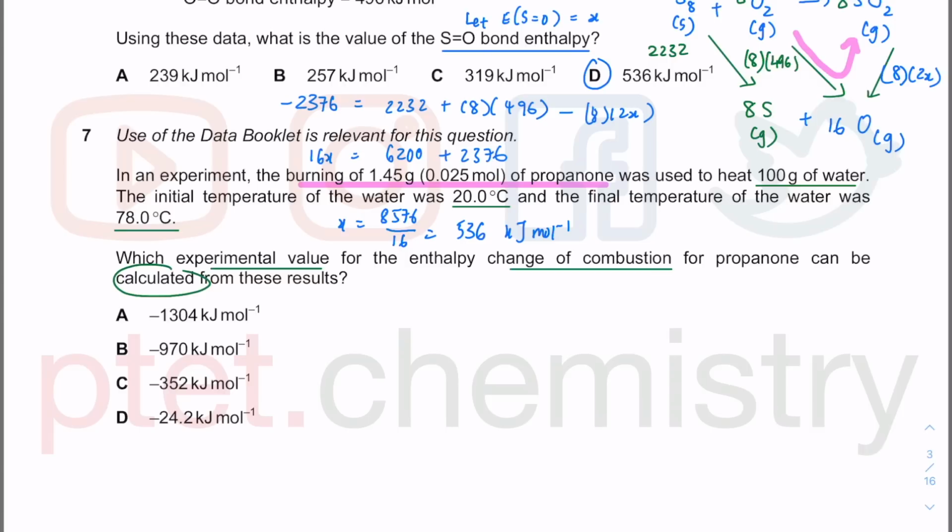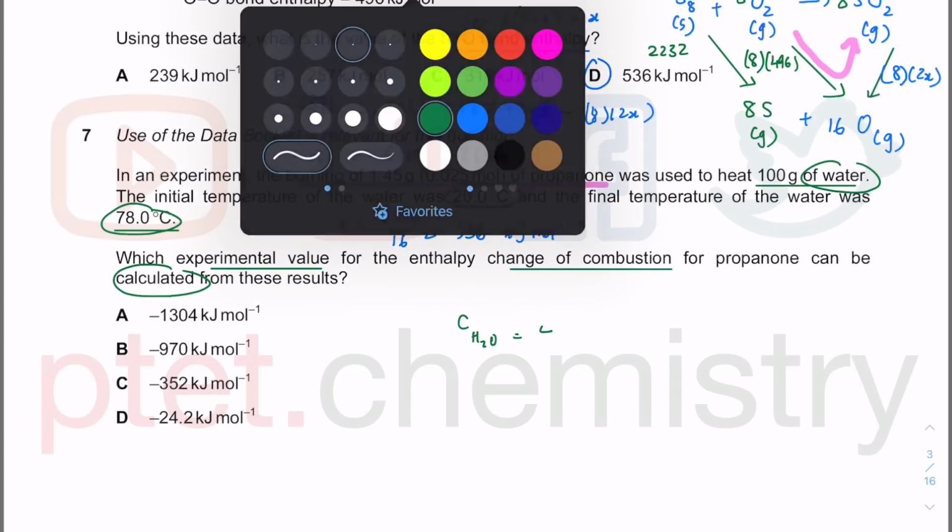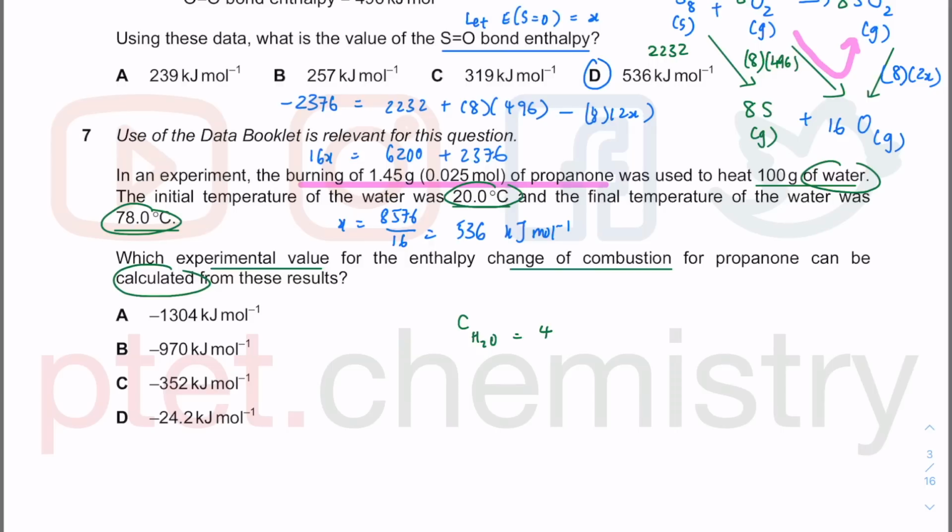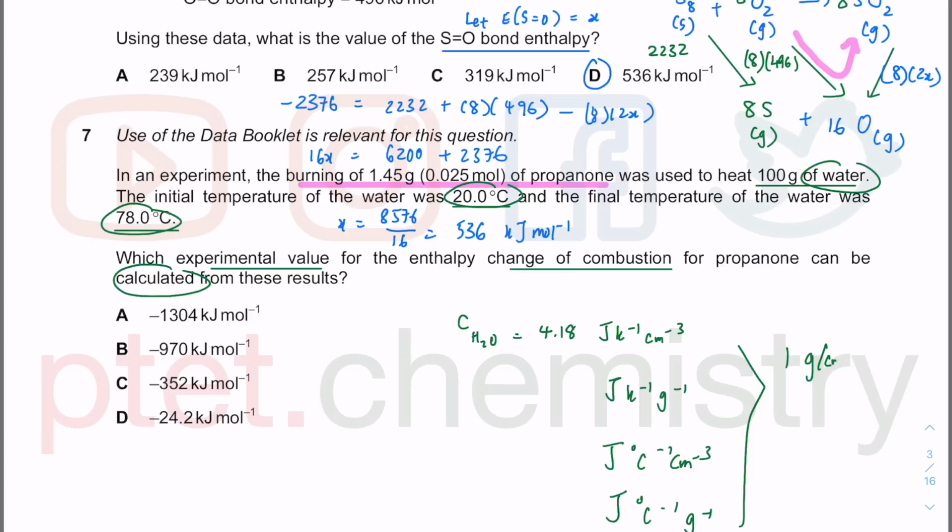But then we know the temperature of the water, and we have the heat capacity of the solution, which is just water. From your data booklet, that is 4.18 joule per Kelvin per cm cube, but it could also be joule per Kelvin per gram. It could also be joule per degree Celsius per cm cube, or joule per degree Celsius per gram. All of that is because 1 gram per cm cube is the density of water.